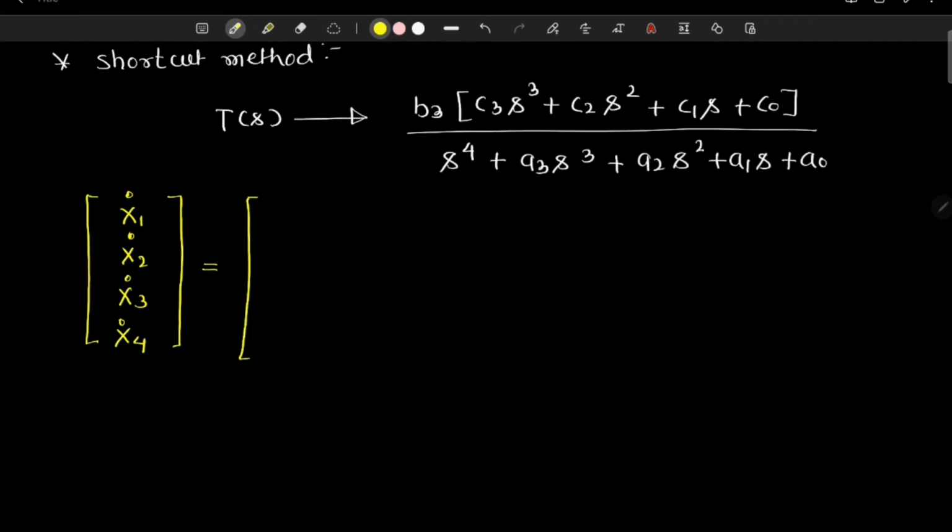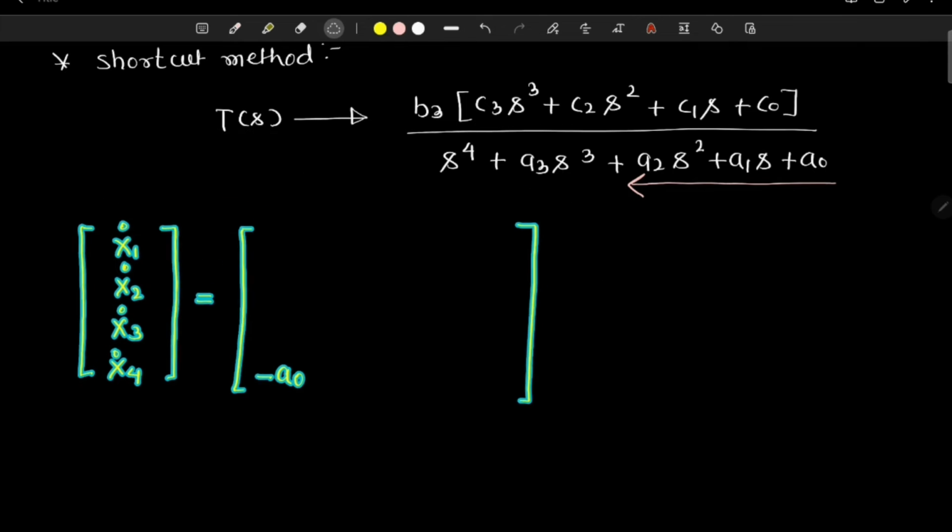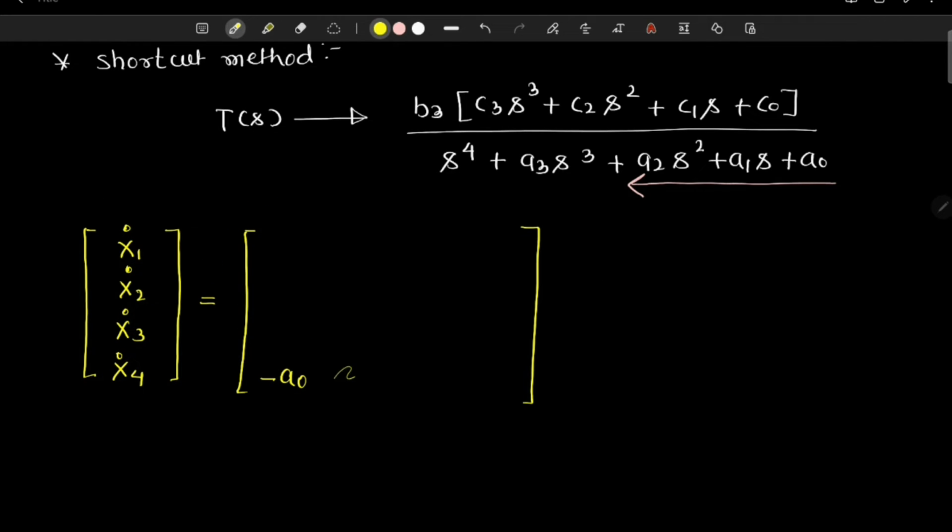Now we'll write A, matrix A. So this will be minus A naught. I need to move in this direction, okay, in this direction. So this will be minus A naught, minus A1, minus A2, and minus A3. Okay, make it 0, and this will be diagonal identity matrix.